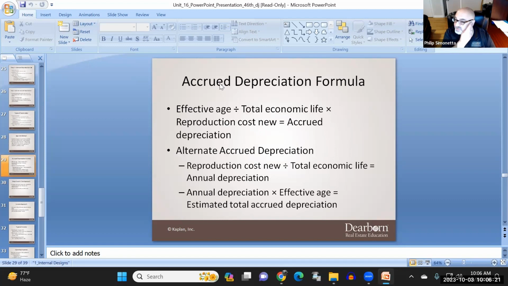Now let's look at the accrued depreciation formula. How do you figure this out? You have the effective age divided by the total economic life, and then you multiply that by the reproduction cost new. That'll give you your accrued depreciation. Now the alternate accrued depreciation formula would be the reproduction cost new divided by the economic life, and that will equal the annual depreciation. Then you take the annual depreciation times the number of years that it's effective. How many years are left good on the property? And that's the estimated total accrued depreciation. It's the same answer, it's just different math, right?